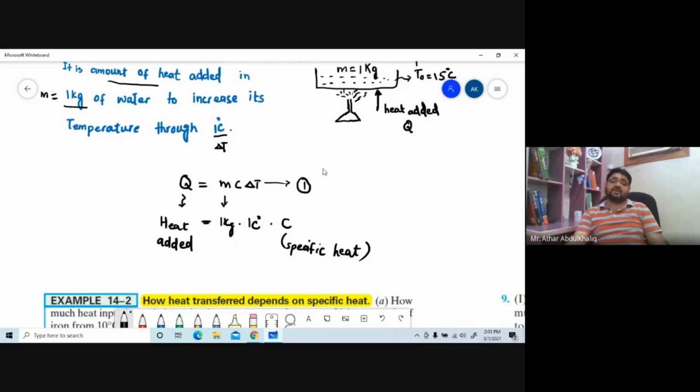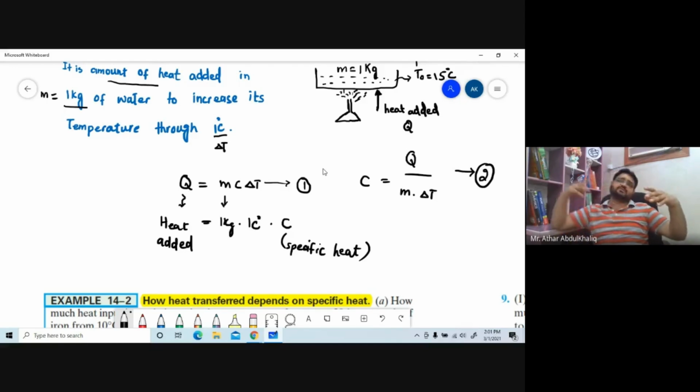So when I want to find this c directly, I can use c is equal to heat added Q over mass times increase in temperature. This relation can be used to find specific heat. Until now, I just used the definition from the book: 1 kilogram of water raised by 1 degree Celsius with the amount of heat added by the fire. We call it specific heat.